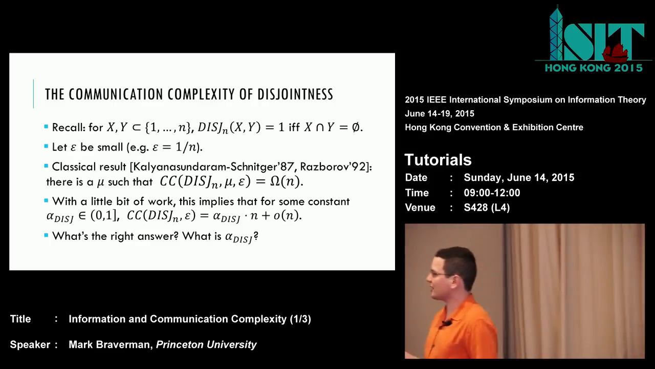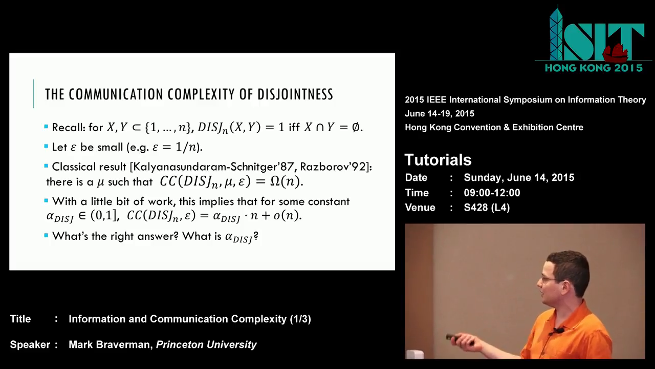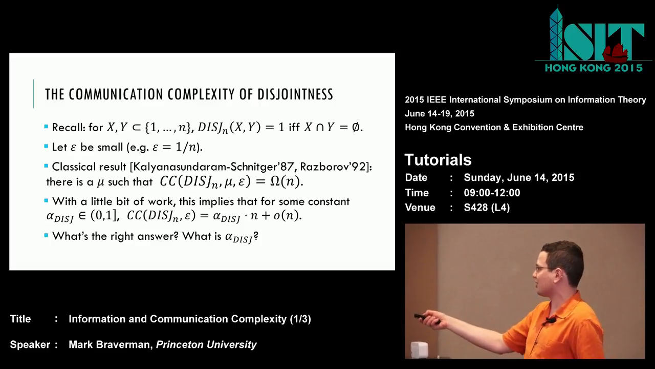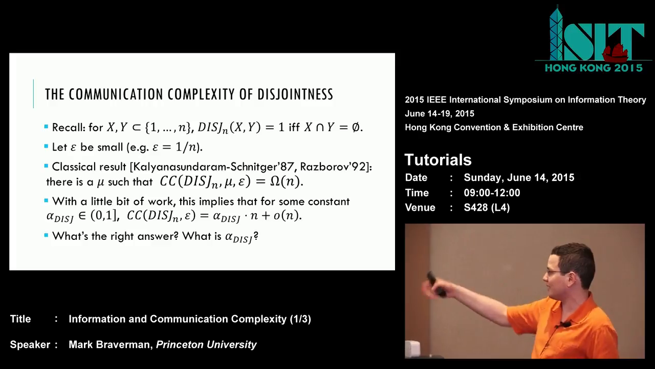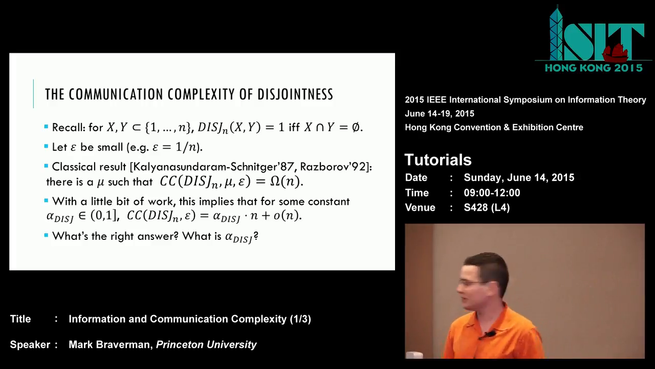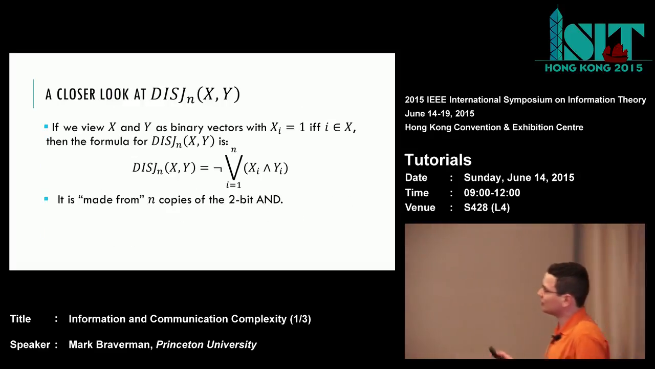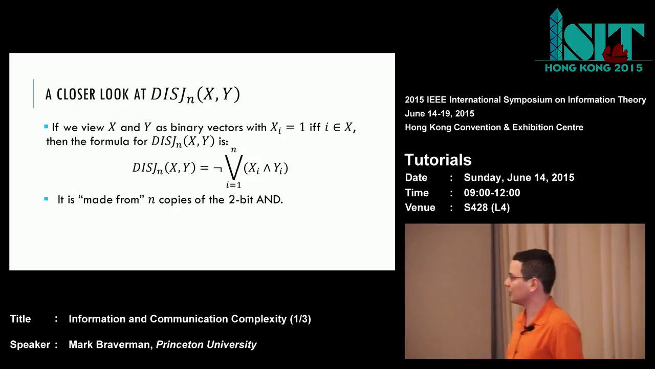So it's a classical result that the communication complexity of disjointness is linear. And just by using this result, this implies that it scales as some constant times n plus little o of n. What is this constant? To answer this, we need to take a closer look at the disjointness function.